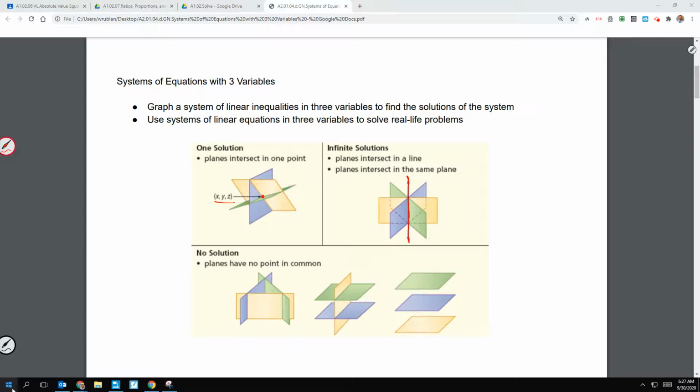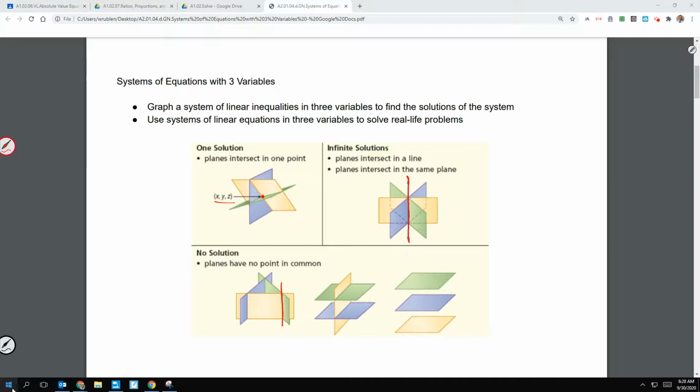Now there's a couple of different ways that we could get no solution. So here, again, we have the orange and the green plane. They do intersect and they form a line. But in this case, we're talking about a system of three equations with three variables. And the blue plane does not intersect the green or the orange.